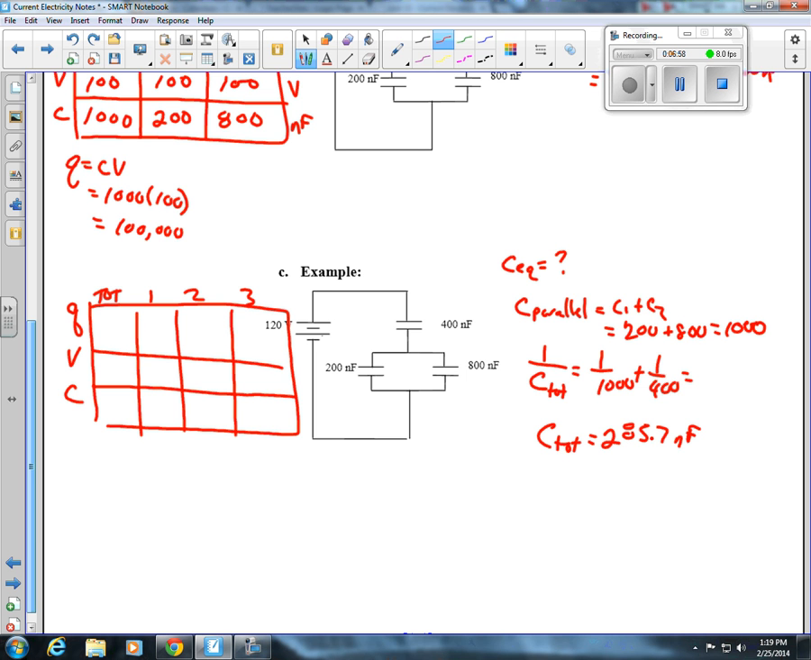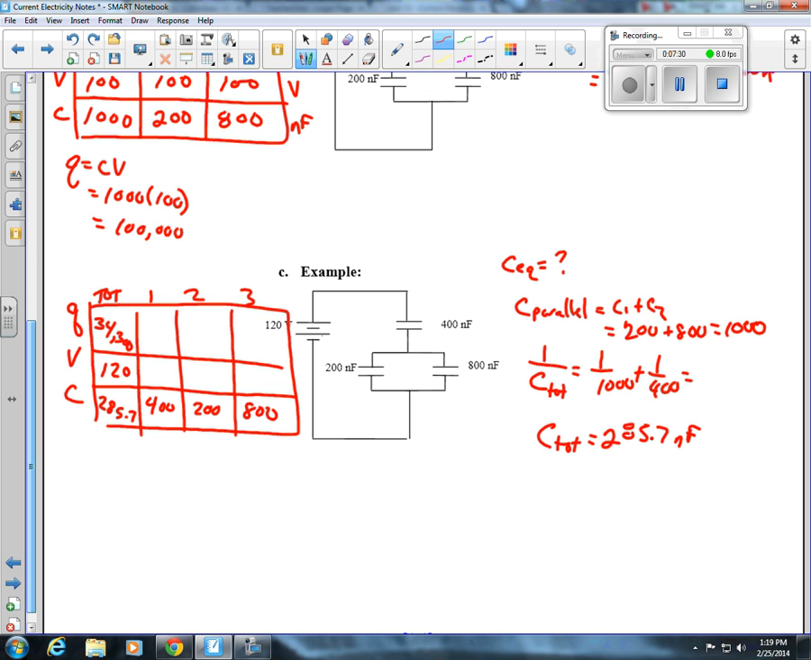All right, so our total voltage was 120. Our capacitors, where there was a 400, a 200, and an 800, give us a total of 285.7. Then I can do Q equals C times V to get the total charge. So when I multiply those, I get 34,300. I'm going to round to make life easy.